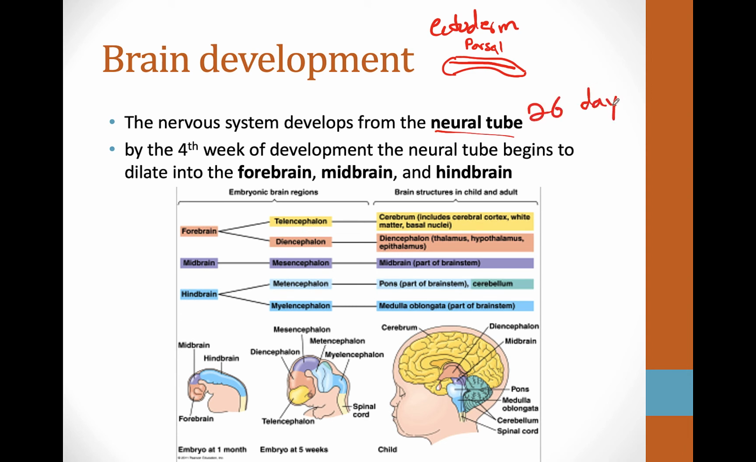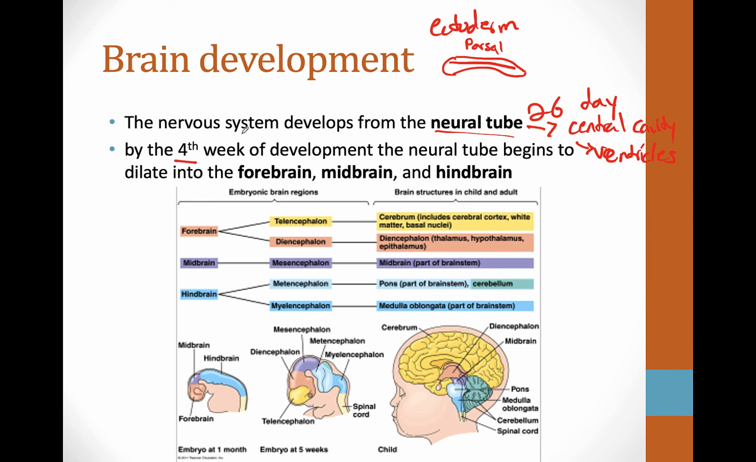That neural tube is developed by about day 26 after fertilization. Usually that's so early that a woman would not even know she's pregnant by the time the neural tube has developed. This is really early in embryological development. This neural tube is going to become the central cavity of the spinal cord, as well as the ventricles of the brain, the spaces in the brain that are filled with cerebrospinal fluid.